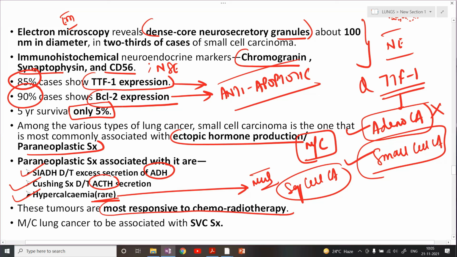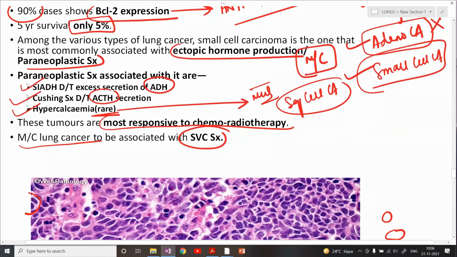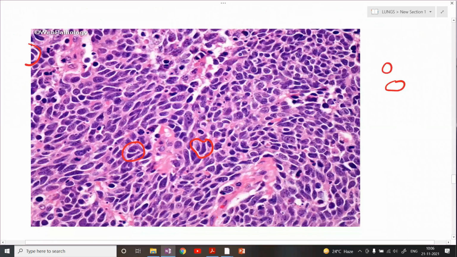Now, why am I telling you these points? Because now you have clinical based questions, and in clinical based questions they will use lines such as: this patient had a very good response to this, then had a relapse or a metastasis. So when they say the patient was responsive to chemoradiotherapy, they are giving you a hint that this was small cell carcinoma. Understand? And small cell carcinoma of the lung is also the most common carcinoma associated with SVC, superior vena cava syndrome. It is a compression of that vessel.